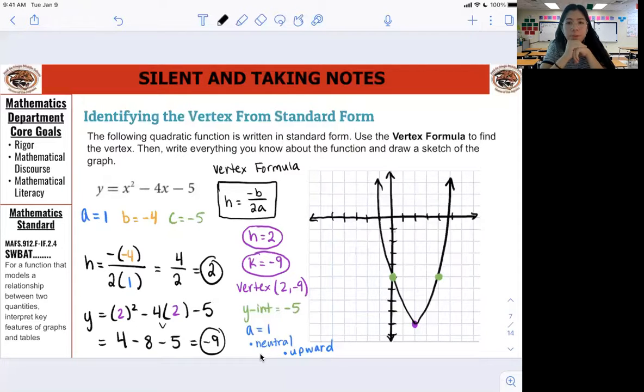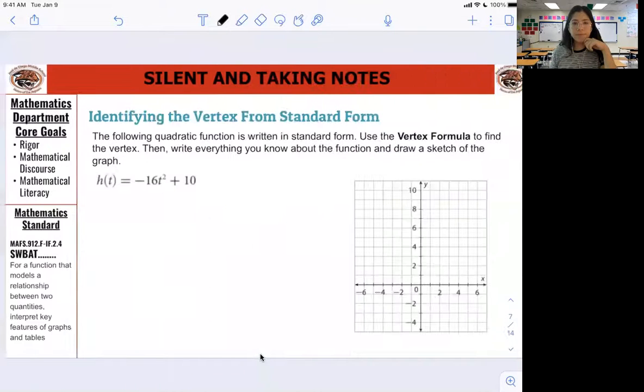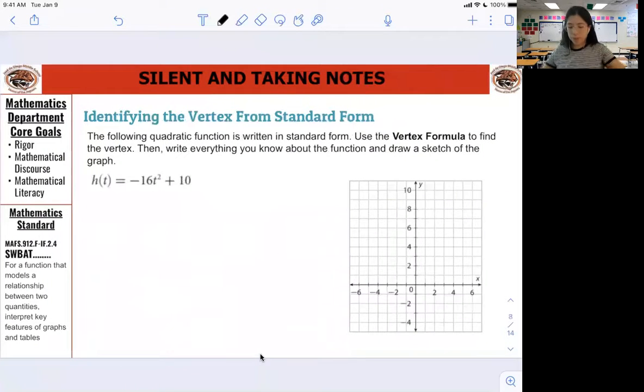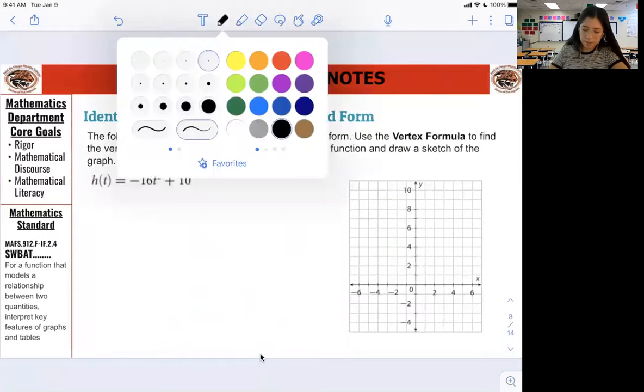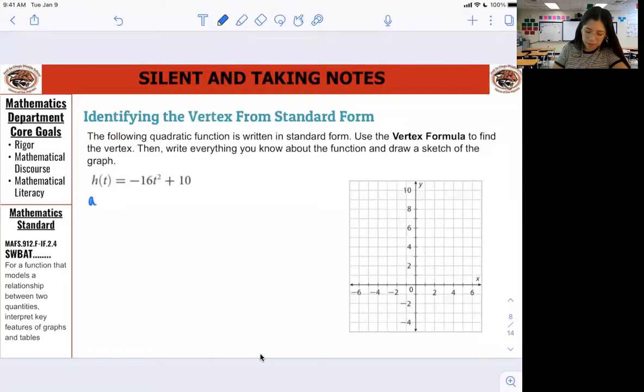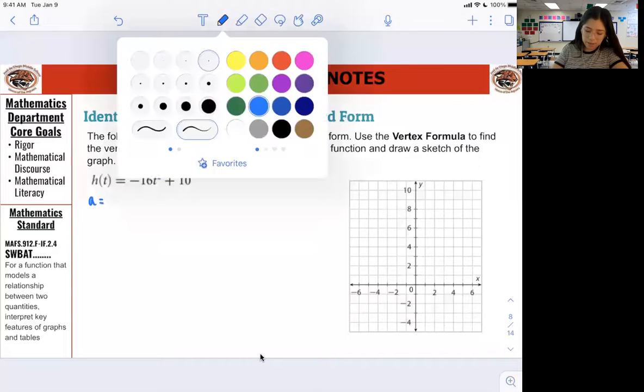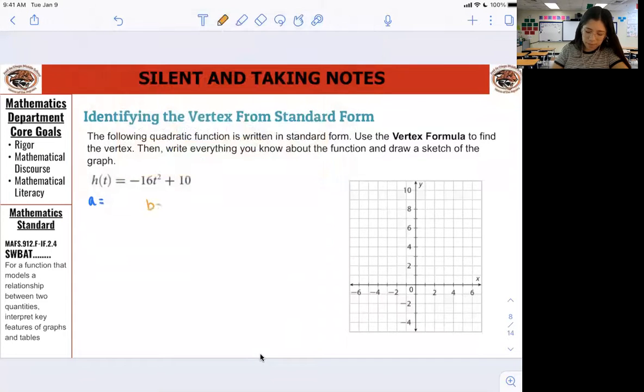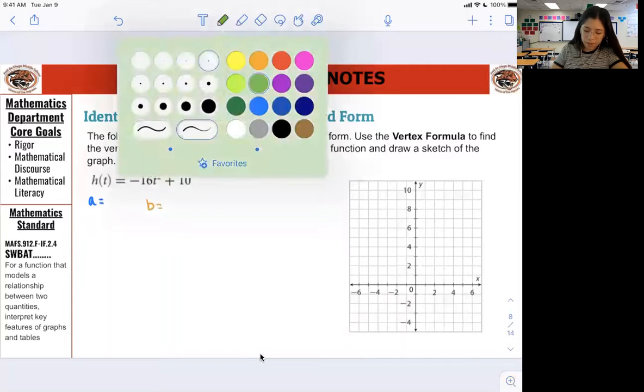And like I said, we'll do a few more examples. Hopefully I can get 2 more examples by the end of class. All right, let's do another. Here we go. First, we're going to list everything we know. I want to know what is A. I want to know what is B. I want to know what is C.